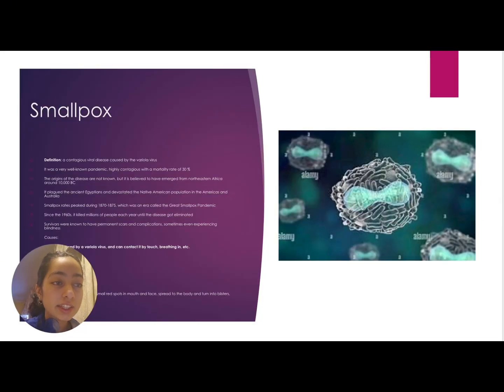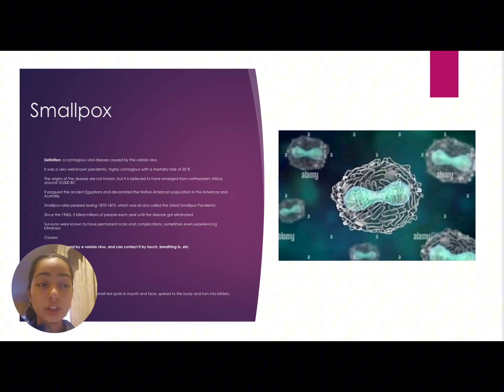Smallpox is a contagious viral disease caused by the variola virus, and it triggered a very well-known pandemic with a mortality rate of 30%. The origin of the disease is still not known, but it's believed to have emerged from northeastern Africa. It actually plagued the ancient Egyptians, and also when the Europeans colonized the Americas and Australia, because the native population in those areas didn't have immunity. They were also wiped out in huge numbers, causing very mass death amongst themselves.